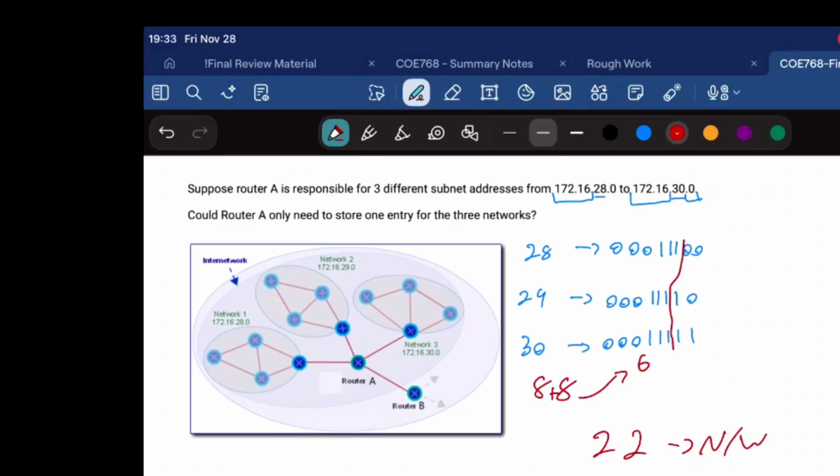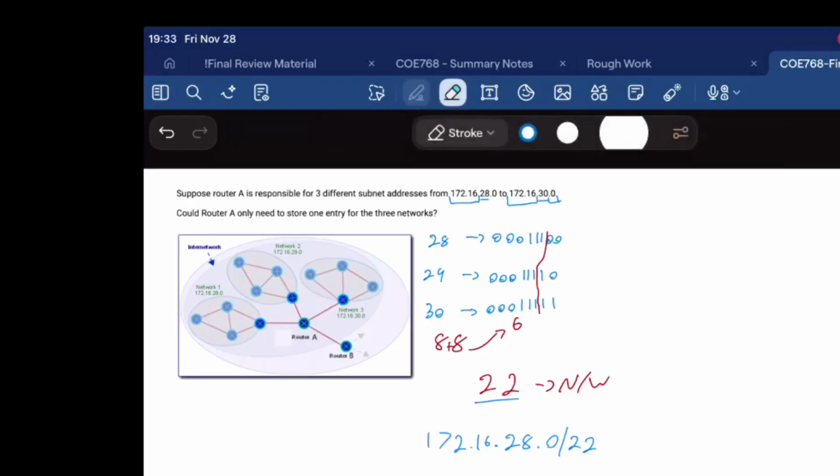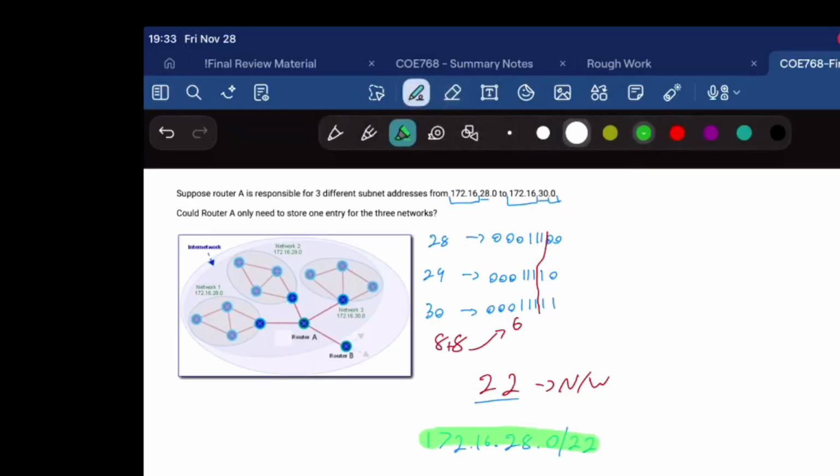And to then transmit across this IP or this network, we would use the network ID to aggregate all these ports as 172.16.28.0/22, as is what our subnet mask is. And that would be our answer.